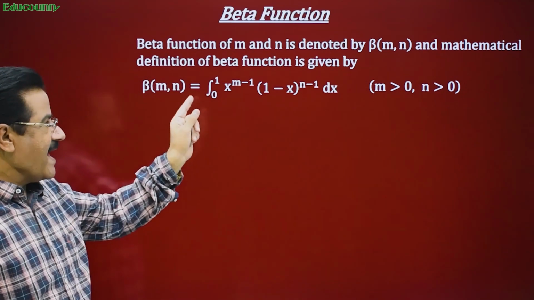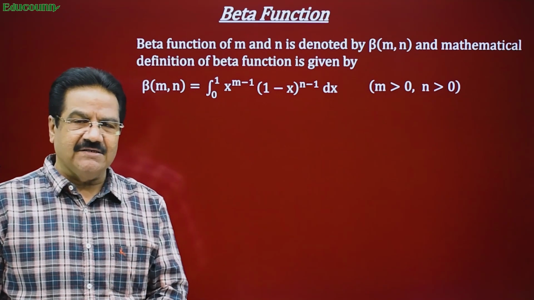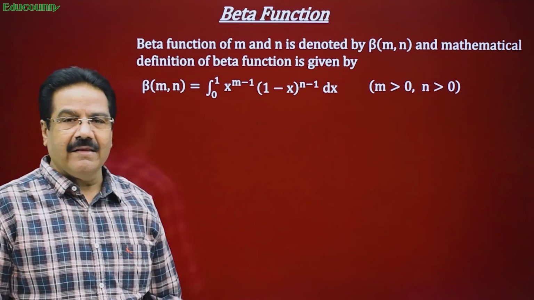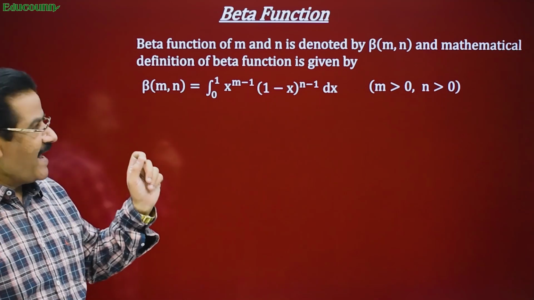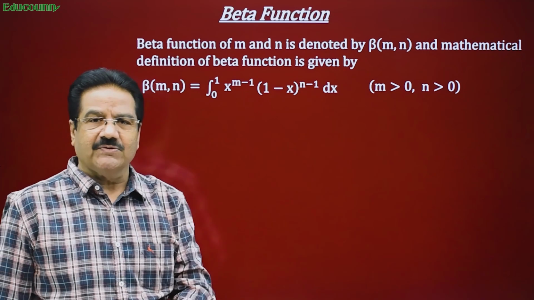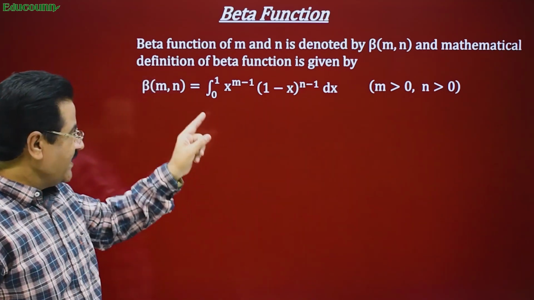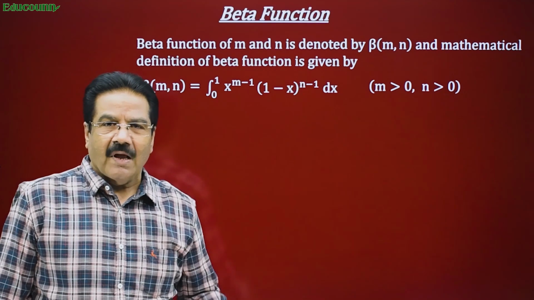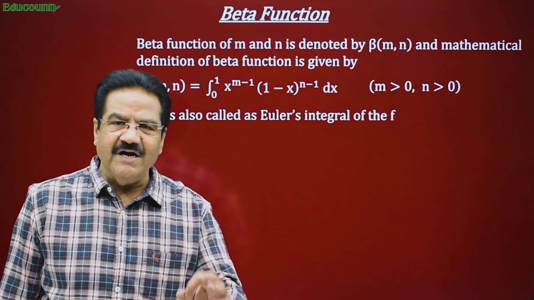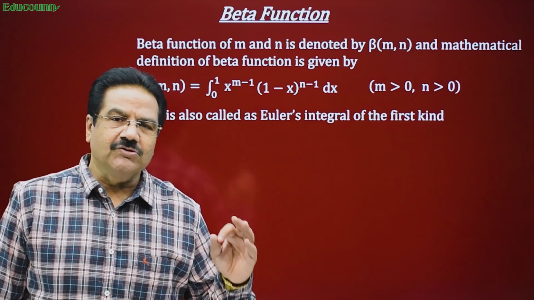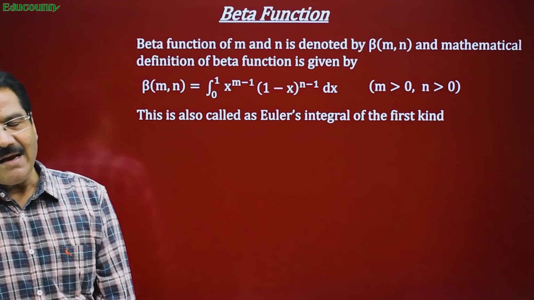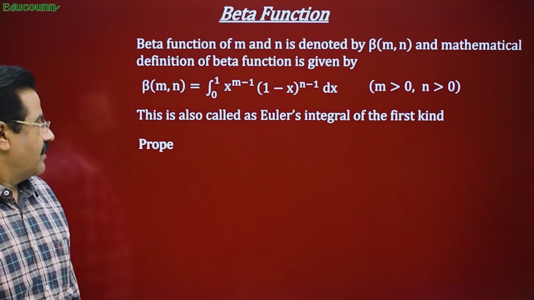Whenever we say beta(m, n), m and n appear in the index of these two terms with minus 1 along with m and n. So whenever we say beta(m, n), remember x raised to m minus 1 and 1 minus x raised to n minus 1 must be there with the limits of integration 0 to 1. Beta function is also called Euler's integral of the first kind, and gamma function is called Euler's integral of the second kind. Now we will take properties of beta function.